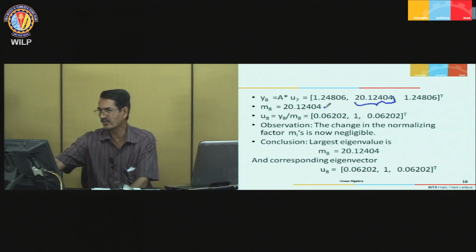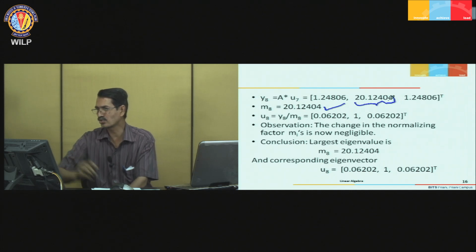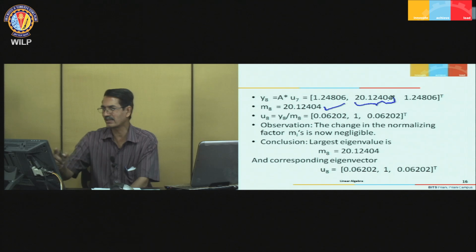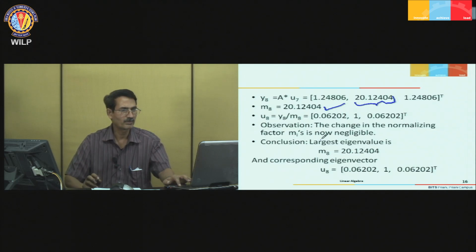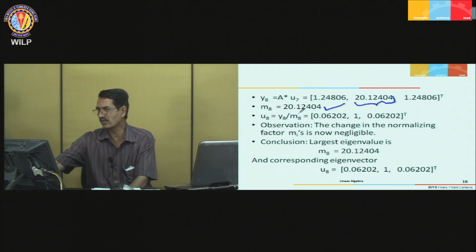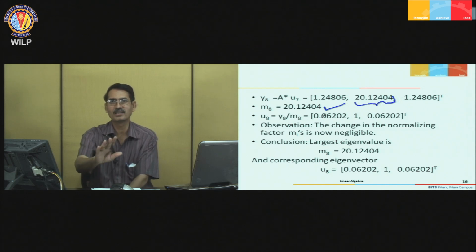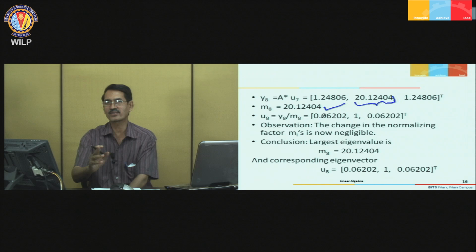So, m8 is this; calculate again u8, which is y8 by m8, and again it comes out to be this. So, m8 is 20.12404. And what was m7? m7 was also similar, 20.12412, and m8 is 20.12404. So, up to 124 it is similar. Look here, m7 and m8 are almost the same. The difference in the normalizing factors becomes negligible.